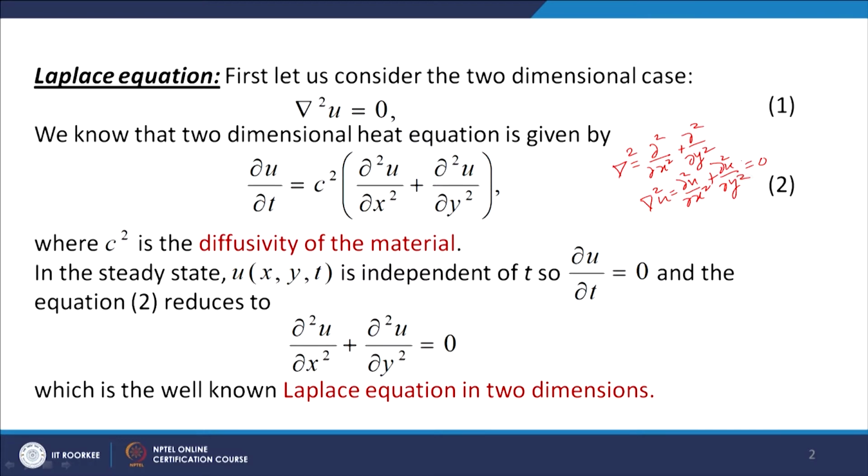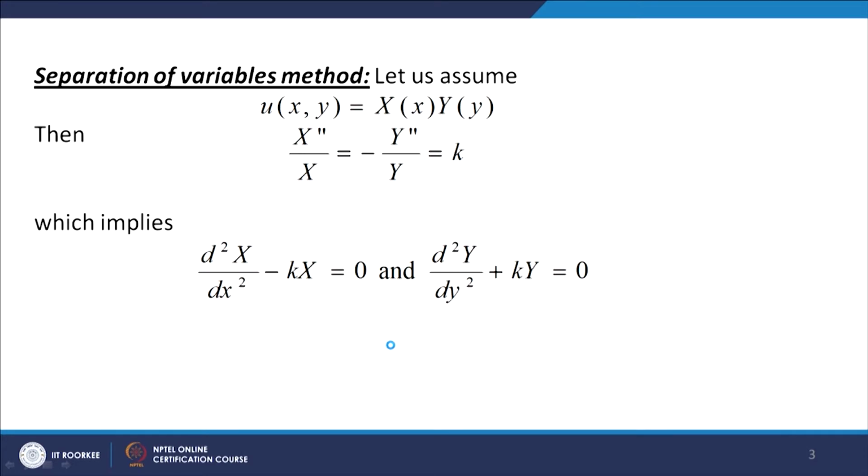The two-dimensional heat equation is given by del u over del t equal to c square times del square u over del x square plus del square u over del y square. C square is the diffusivity of the material. Now, in the steady state case, the temperature u(x, y, t) no longer depends on time. So, the partial derivative of u with respect to t is 0, and therefore this two-dimensional heat equation reduces to u_xx plus u_yy equal to 0, which is the well known Laplace equation in two dimensions. We will solve this two-dimensional Laplace equation by using the separation of variables method.